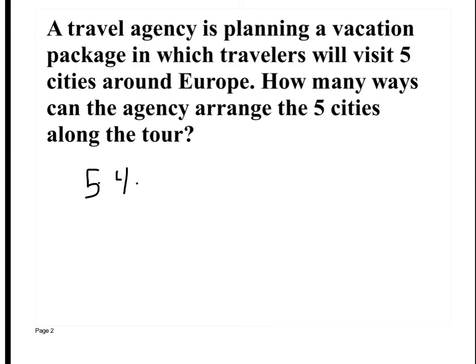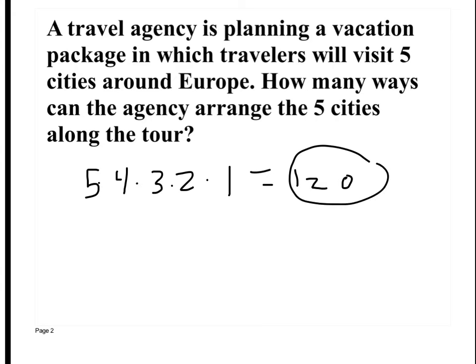What about the third stop? How many do I have to pick from? 3. What about the next stop? 2. And what about the last stop? 1. Okay, so if we're trying to figure out how many ways they can arrange the 5 cities, I take 5 times 4 times 3 times 2 times 1, which gives me 120. There's 120 different ways they can arrange 5 cities.